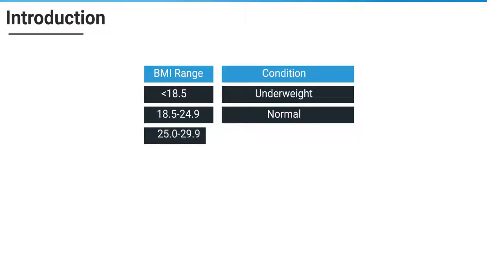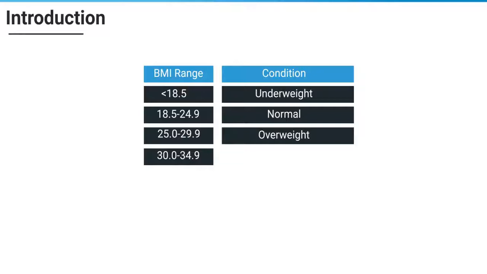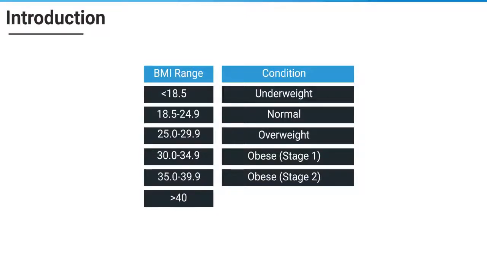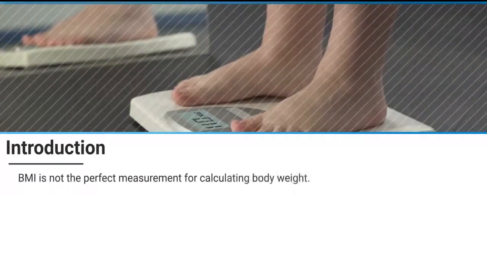When the BMI ranges between 25.0 to 29.9, the person is called overweight. When the BMI is between 30.0 to 34.9, the person is classified as stage 1 obese. When the BMI is between 35.0 to 39.9, the person is classified as stage 2 obese. And finally, when the BMI range is above 40, the person is classified as extremely obese. However, it is important to note that BMI is not the perfect measurement for calculating body weight.